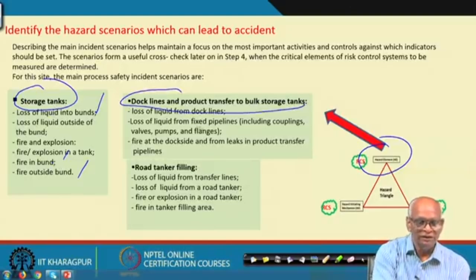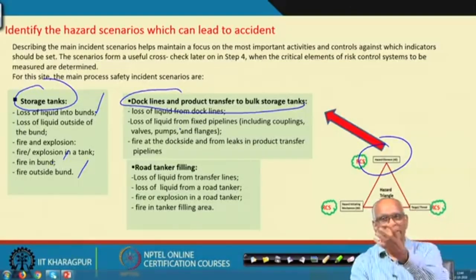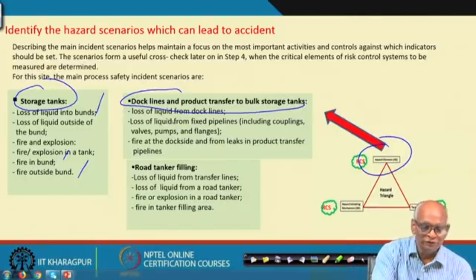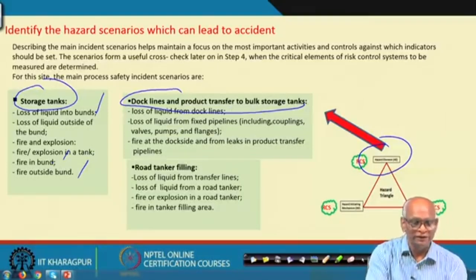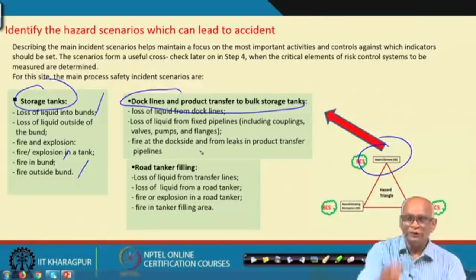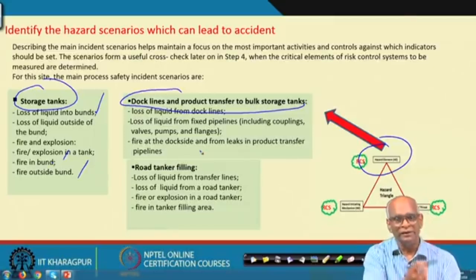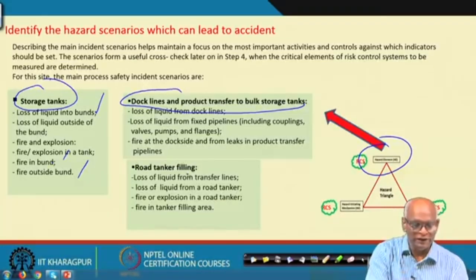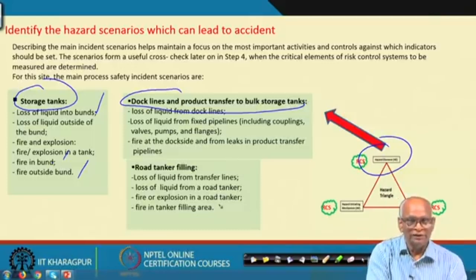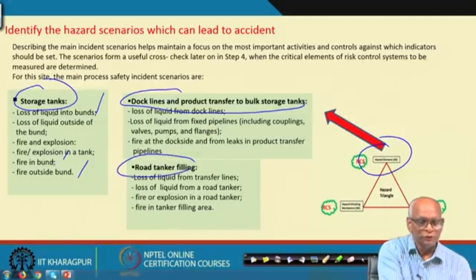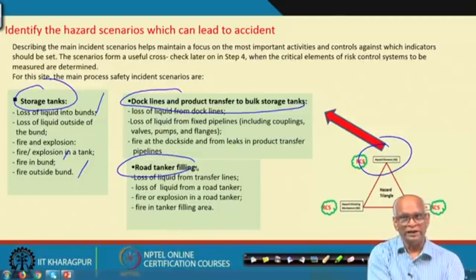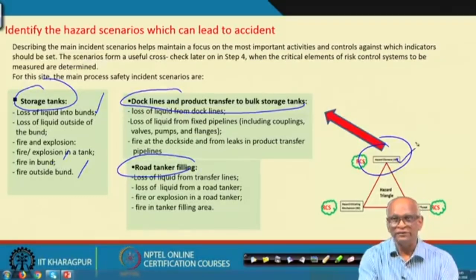For dock lines, loss of dock lines means the product transfer lines, pipelines, all those pipelines. Loss of liquid from fixed pipelines like couplings, valves, fire at the dock. Road tankers will take the material outside. So, while filling the road tanker, loss of liquid from the transfer lines, loss of liquid from the road tanker, fire and explosion. So, these three, storage tanks, dock lines, road tankers, are the hazardous elements.